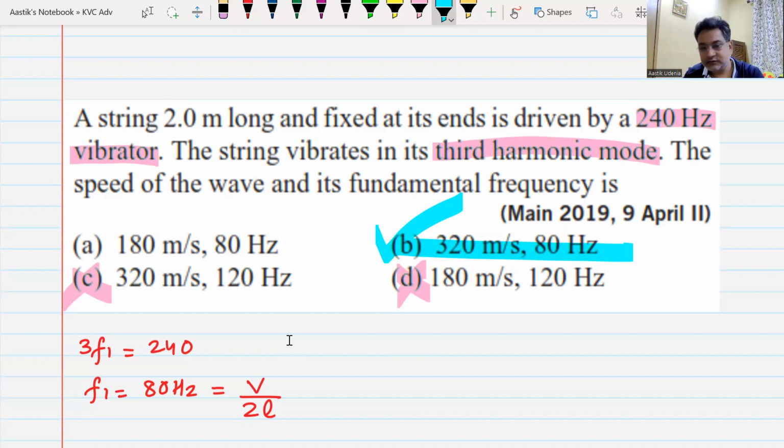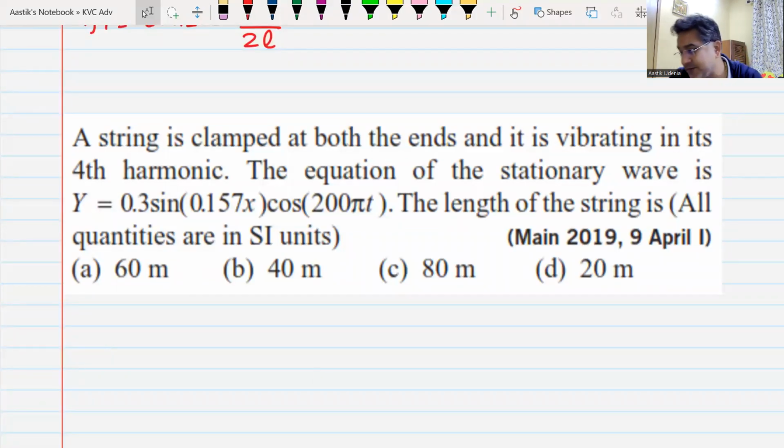This one, last one, to show your talents. Whether it is a question of a string clamped or an open-ended pipe or a closed-ended pipe, everything is simple. Comes this one, my dear friends. A string clamped at both ends is vibrating in its fourth harmonic. The equation of the stationary wave is given. What is the length of the string? I need the answer fast. If I don't get it in 1 minute, that means you are not able to do it. It's that simple.